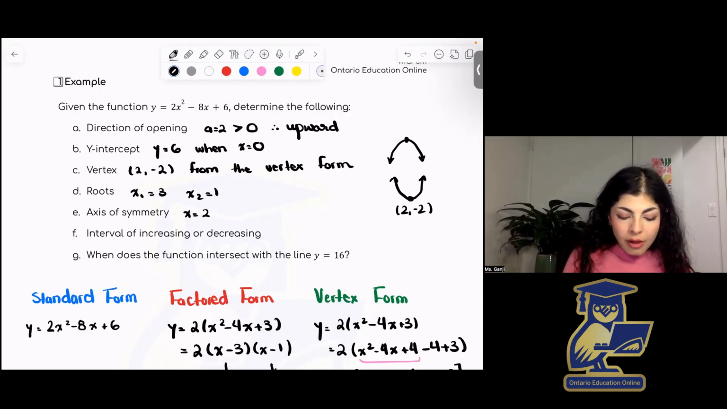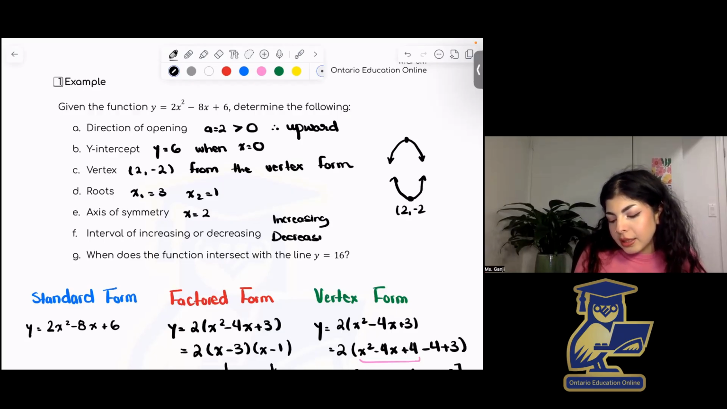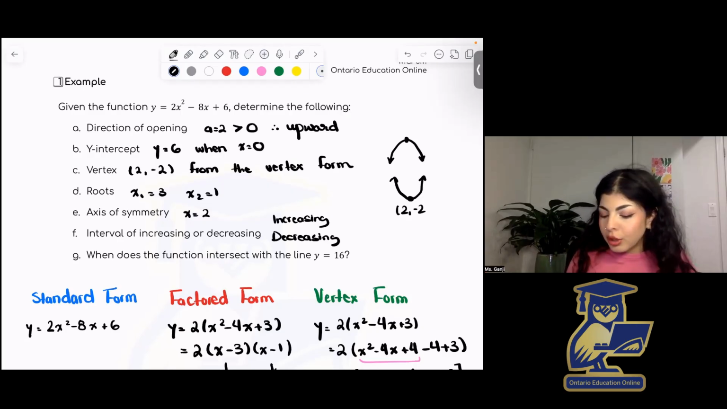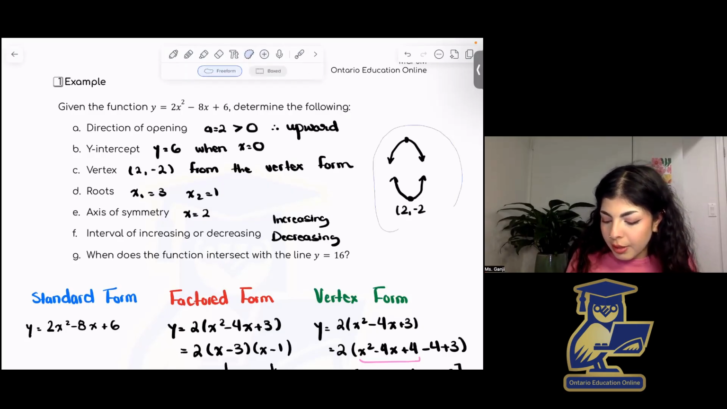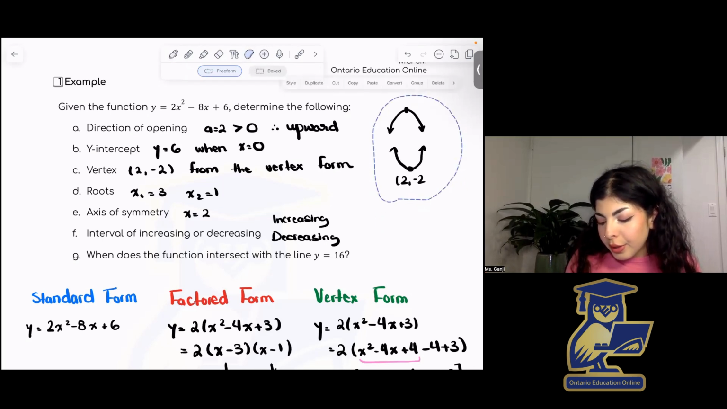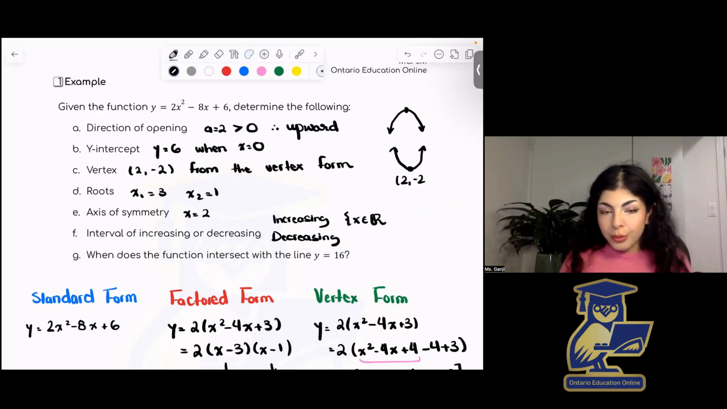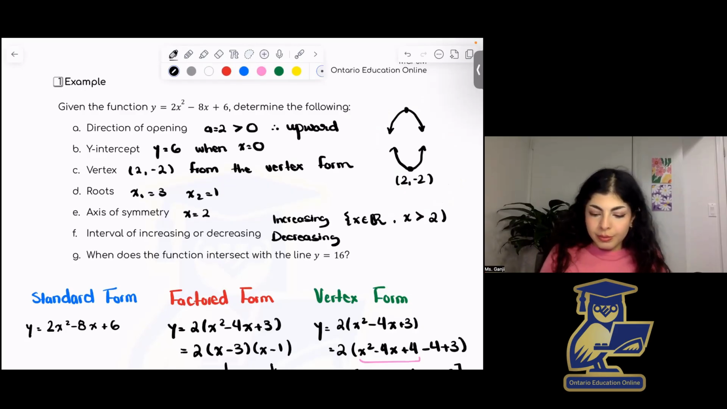That means that all values of x... so let me just do increasing and decreasing. If you just label them like this, then you can just write the intervals and I'll understand. So here we'll do x in the real numbers. Increasing would be all values of x greater than 2. Oh, curly bracket.